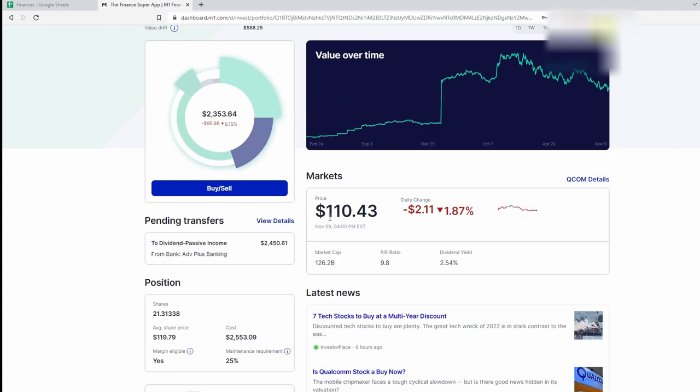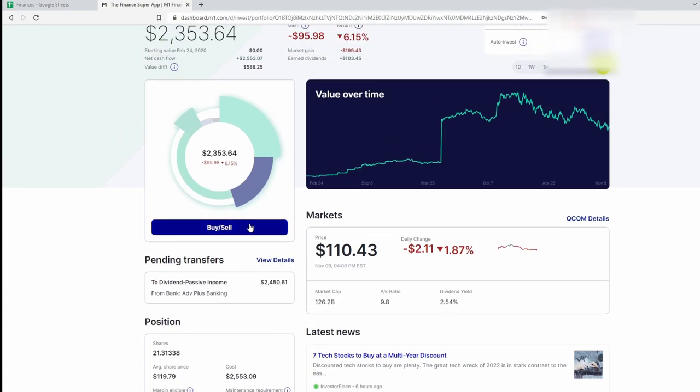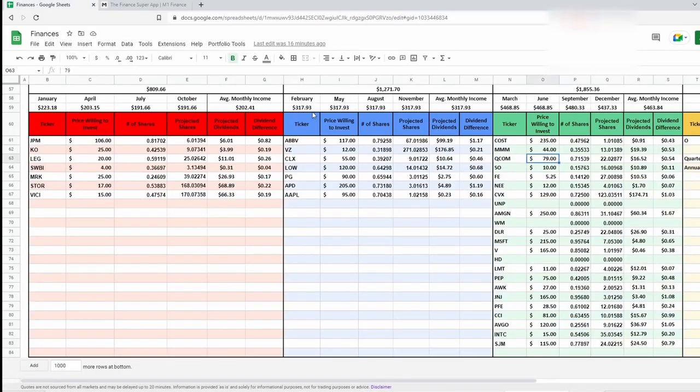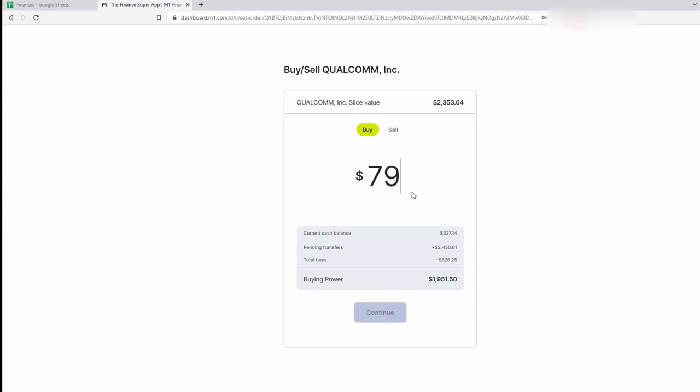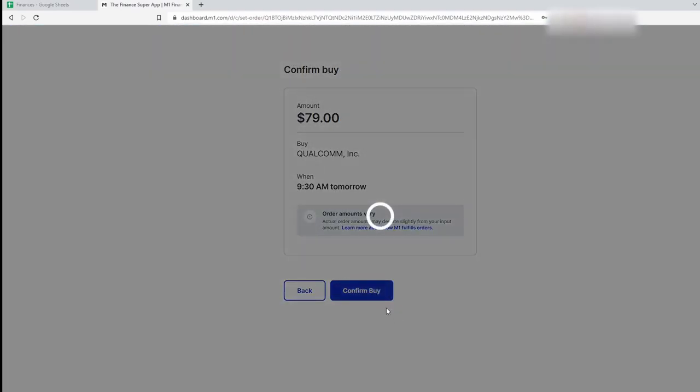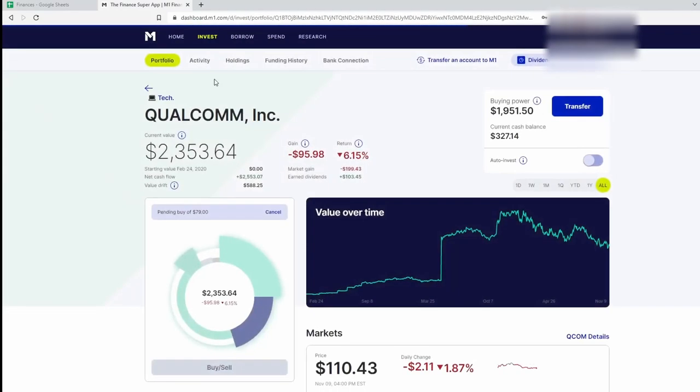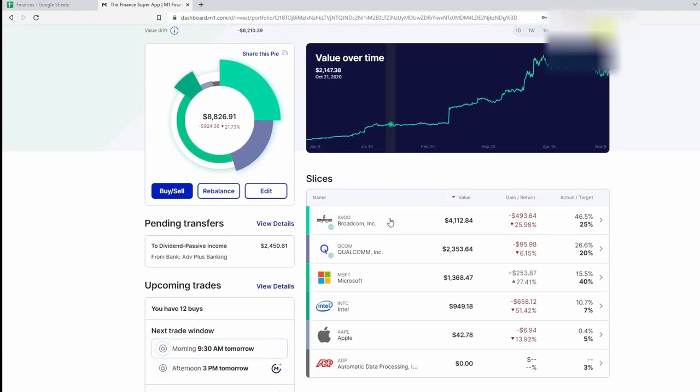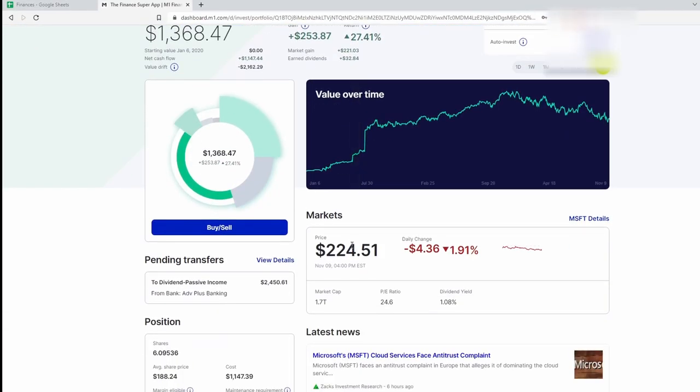Next, we got my boy QCOM as well. And QCOM, it is currently 110. My average share price was 120. That's actually a pretty decent price that I'm buying at right now. So QCOM, let's see. QCOM, $79 that I have to put in. There we go, 79. Very, very nice. Okay, next we got Microsoft.